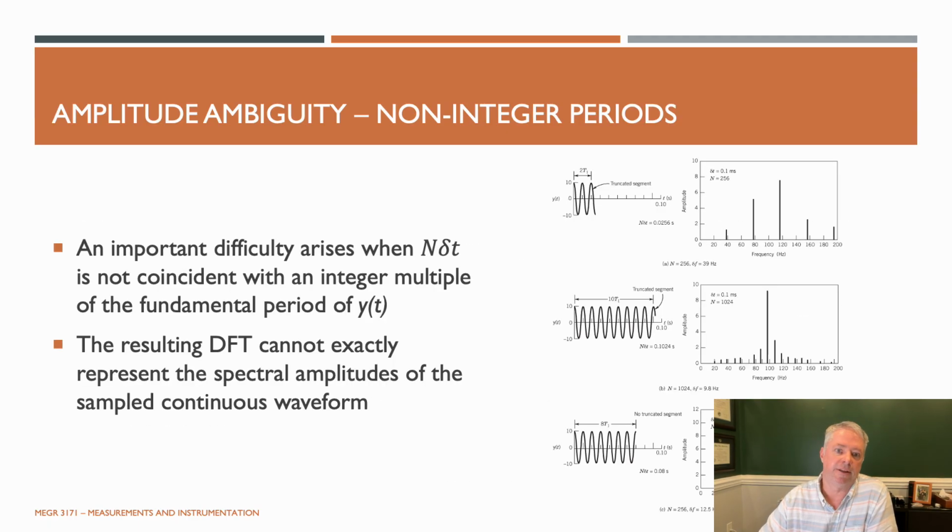And of course, if integer periods are the best, what happens when we're using non-integer periods? I think you can see here in these graphs, it's not coincident with the period, and so the DFT doesn't exactly represent the sampled continuous waveform. So this is called amplitude ambiguity, and we really try to avoid this.